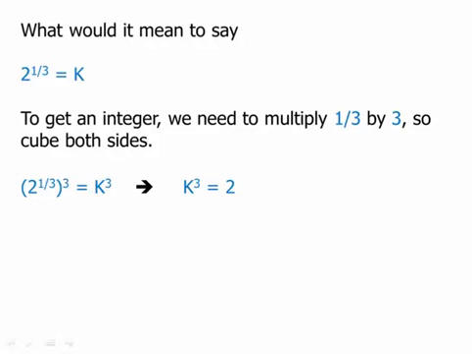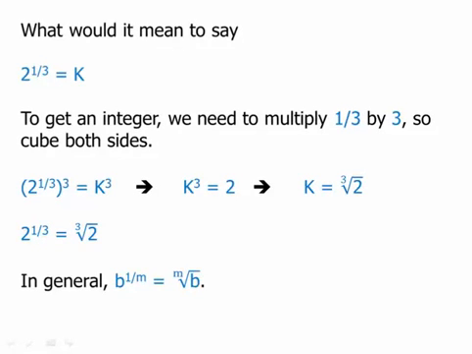We can take the cube root of both sides. k equals the cube root of 2. So in other words, 2 to the 1/3 equals the cube root of 2. Well, you might see a general pattern emerging here. If we take something to the 1/2, it's the square root. If we take something to the 1/3, it's the cube root. You might guess if we take it to the 1/4, it's the 4th root, 1/5, it's the 5th root, that sort of thing. And in fact, we can generalize by saying b to the power of 1 over m is the mth root of b. So this is the explicit link between fractional exponents and roots.